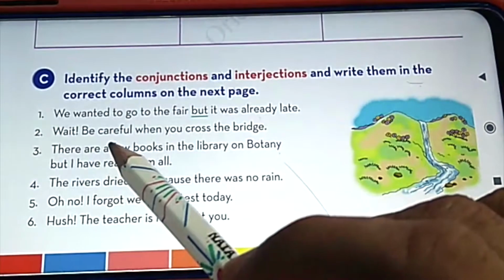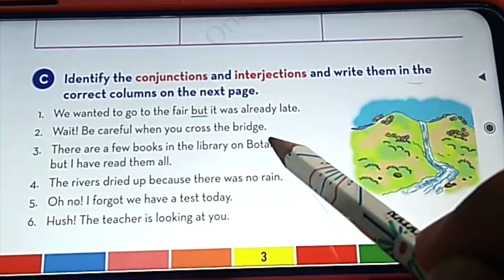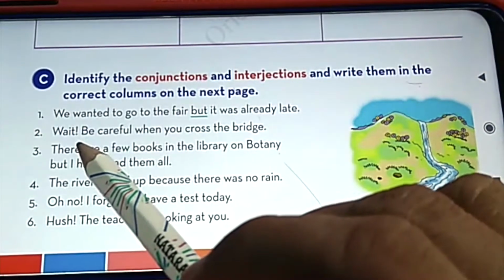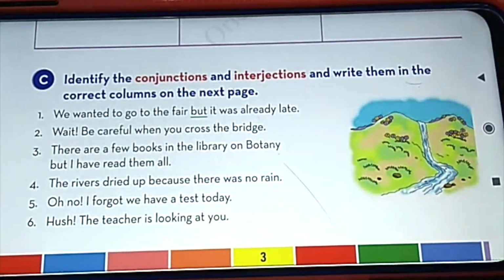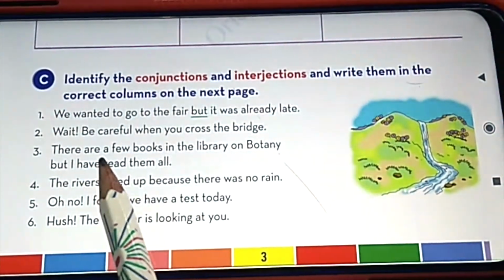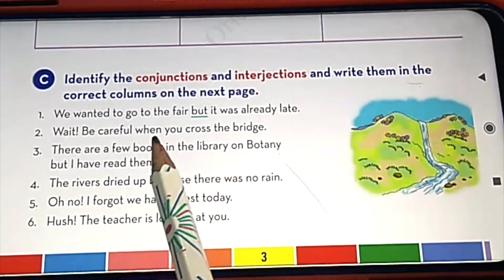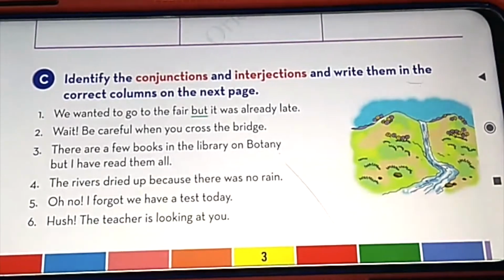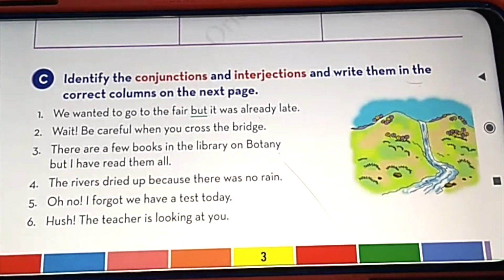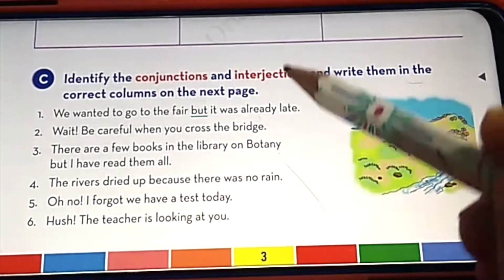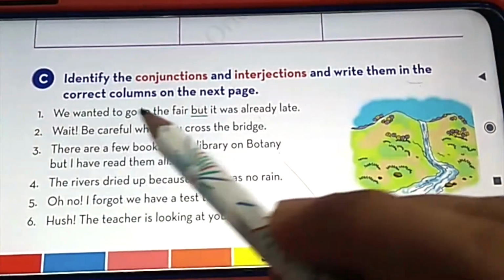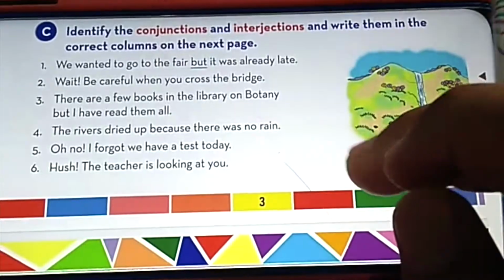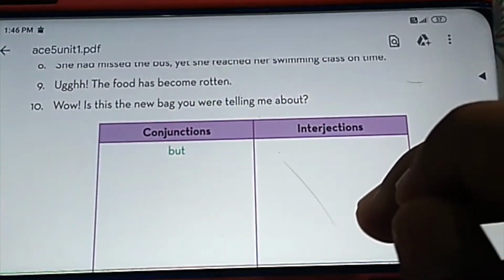Similarly, wait, be careful when you cross the bridge. Here you can see the note of exclamation after wait. So wait will become an interjection, and when will become a conjunction, because when is connecting the two parts of the sentence. Be careful, you cross the bridge. So wait will be the interjection and when will be the conjunction. You have to write them in their right columns.